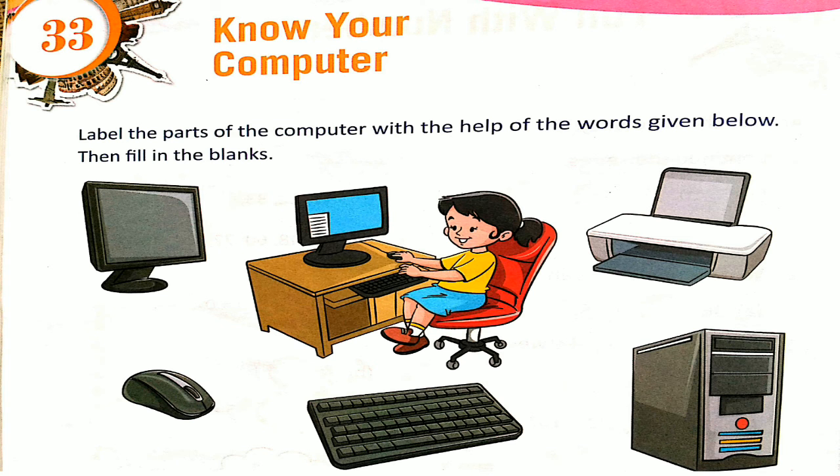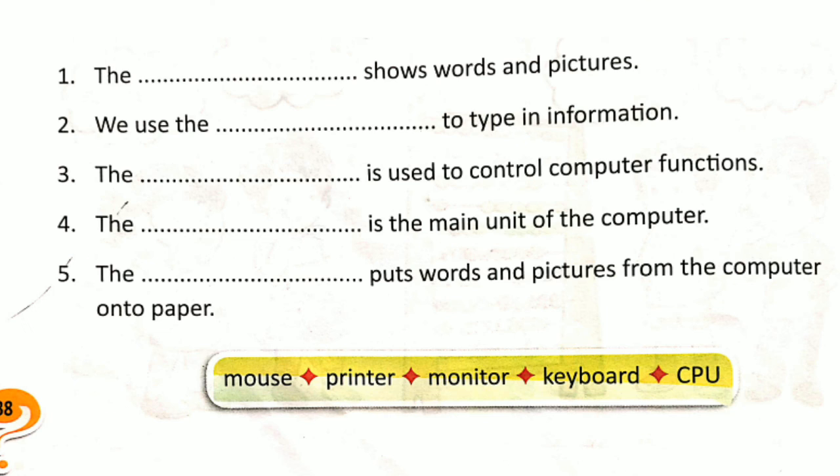Okay, now our unit number 33, know your computer. Here we can find a monitor, then mouse, keyboard, printer and CPU. So there are so many parts a computer has. Now we are doing an exercise on it. Number 1: the blank shows words and pictures. It's a monitor. A monitor shows words and pictures.